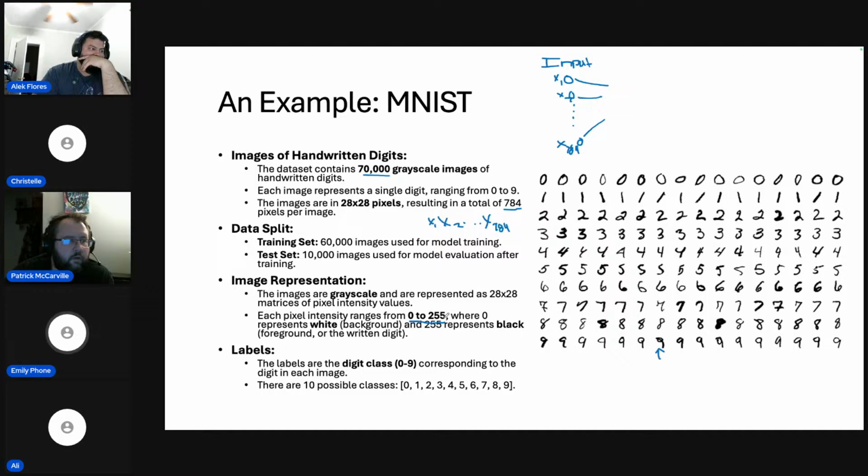And each of these nodes has a value. When we look at one individual picture, each node will have a value ranging between 0 and 255.